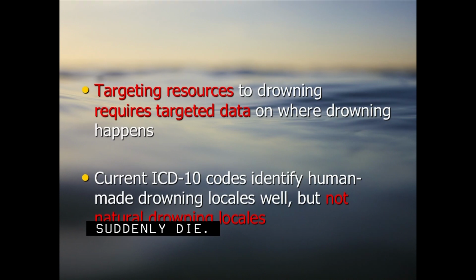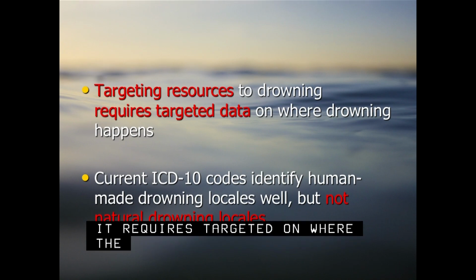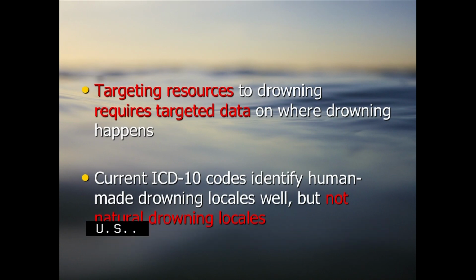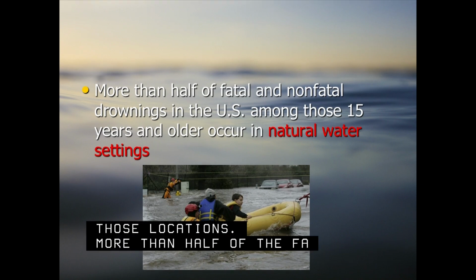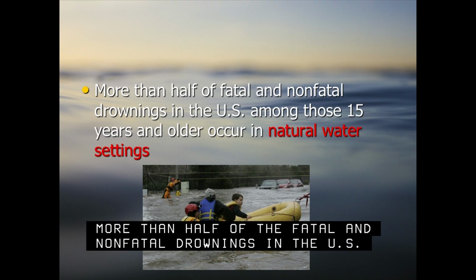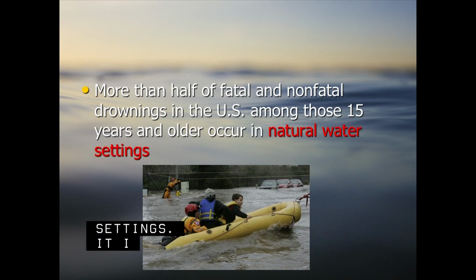Targeting resources to drowning requires targeted data on where the drownings are occurring in the U.S. And the current ICD-10 codes really don't drill down to those locations. More than half of the fatal and non-fatal drownings in the U.S. among those 15 years and older, as you can see, occur in natural water settings. In fact, it's about 57% of the drowning deaths that occur in those natural settings, and that's why it's important that we have some specificity there.